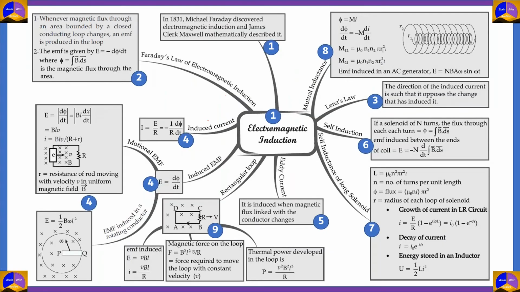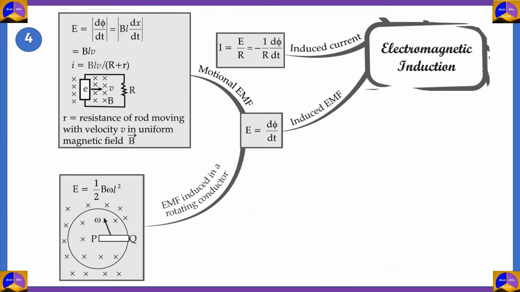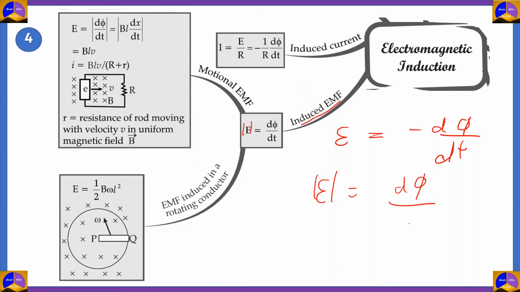Now let's look at induced current, induced EMF, motional EMF, and EMF induced in a rotating conductor in some detail. Using Faraday's laws, we have concluded that E is equal to minus d phi by dt. So the modulus of EMF is equal to the change in magnetic flux. True enough. Now, according to Ohm's law, we know that I is equal to V by R.